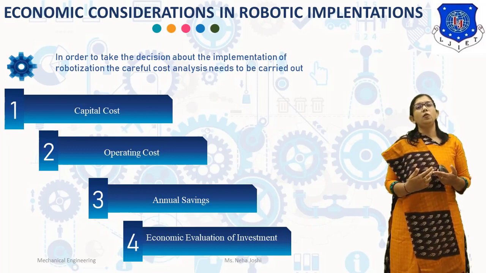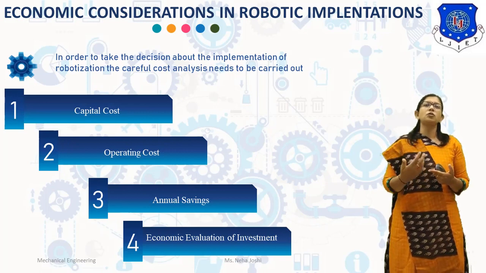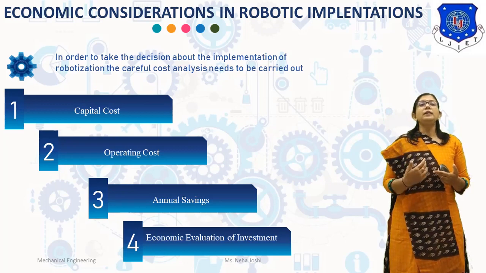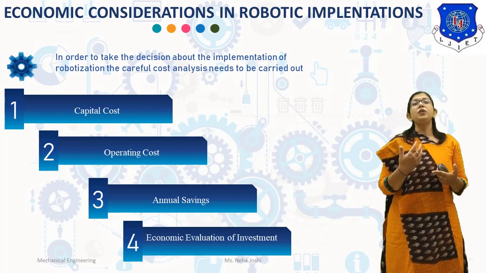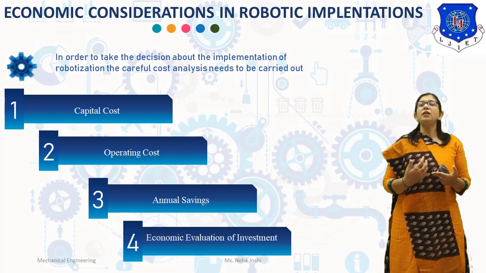Second one is operating cost. Operating cost includes direct labor cost, indirect labor cost, maintenance cost, cost of utilities, training cost, and depreciation cost. Third one is annual saving. Annual saving includes saving in labor, saving in material cost, saving due to reduction in scrap, saving due to reduction of rejection, and saving due to reduction of production cost.